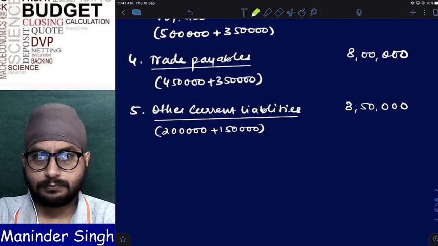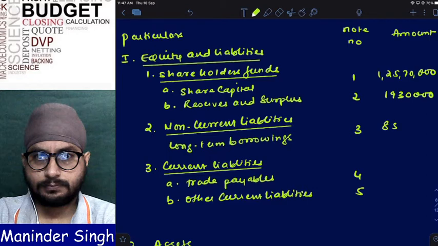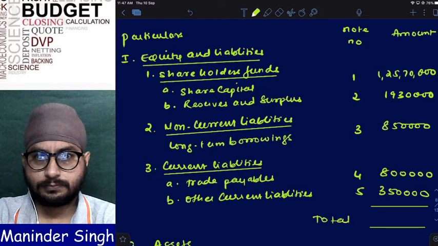Okay, no issues. So with this, 8 lakh 50,000. Clear? And then we have 8 lakhs. And then we have 3 lakh 50,000. Clear? So can you please now tell me what should be the total of the liability side? 1 crore 65 lakhs. Clear? 1 crore 65 lakhs. Done? Have you written already?